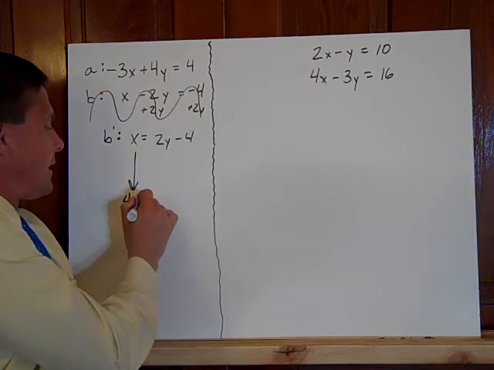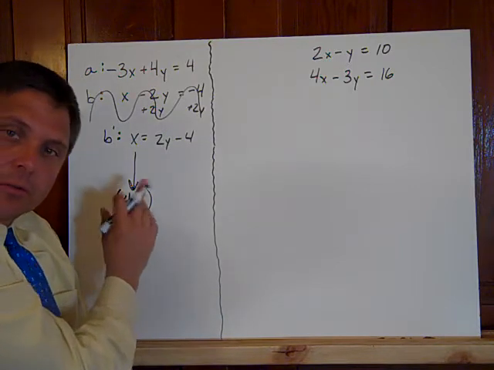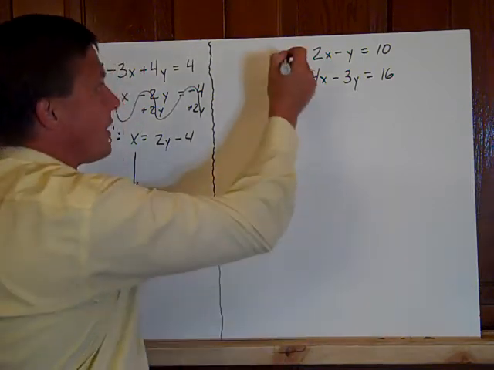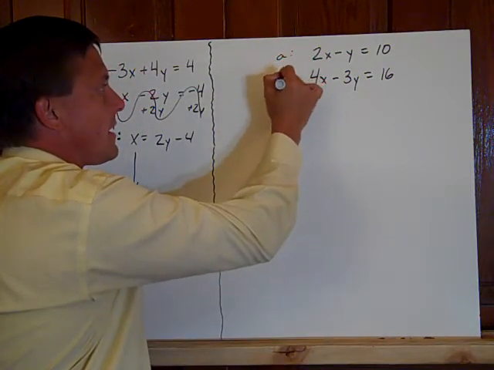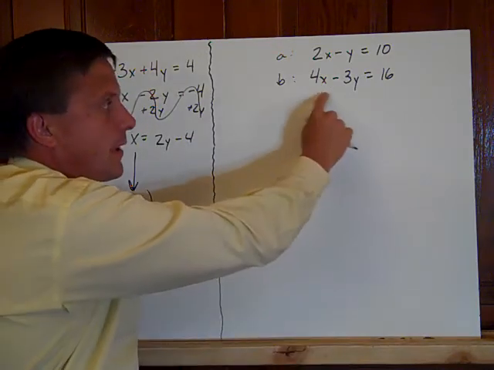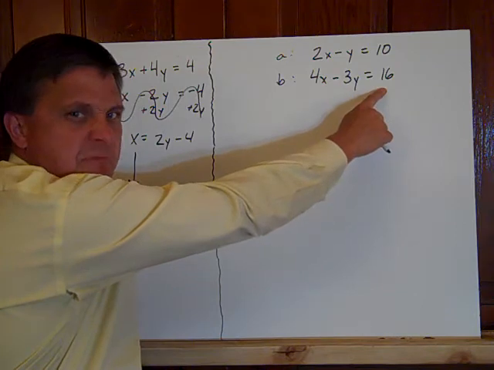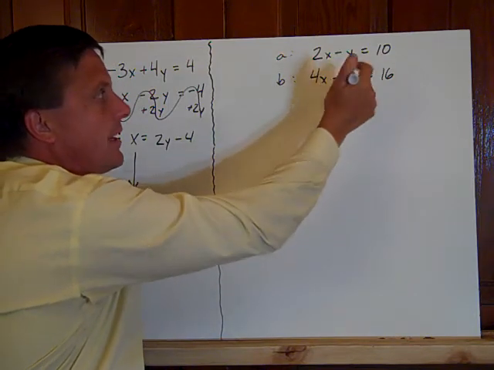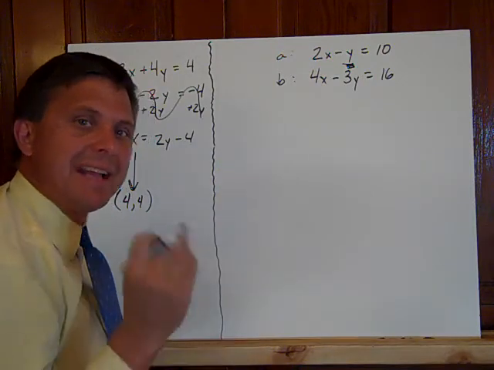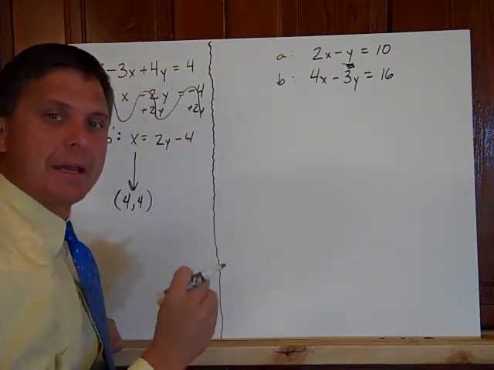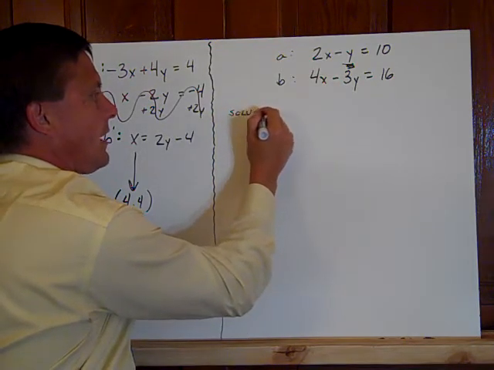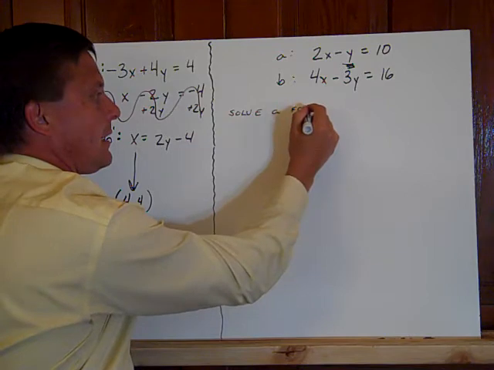So let's try a different problem. If you want to see this again, rewind and look at the other one. If I look at the equation up here, I have equation A and equation B. I look at this and say 4x minus 3y equals 16 is equation B, and the top one is 2x minus y equals 10. And I say to myself, hey, this is a single variable. It's negative, but I can solve the top equation for y easier. So I'm going to solve A for y.